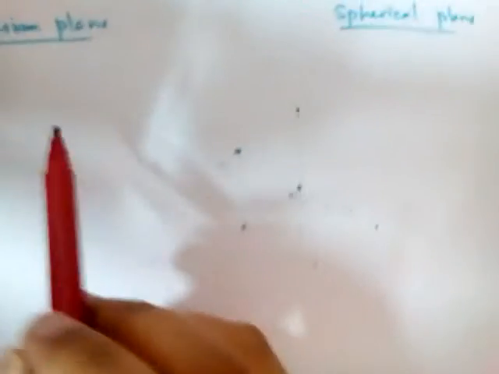Hey, let's look at the spherical coordinate system with respect to the Cartesian coordinate system. Let's get started. So the Cartesian coordinate system, I'm not going to redraw it again. I'm just going to draw the spherical coordinate system.